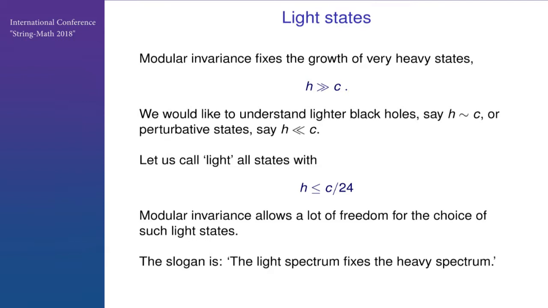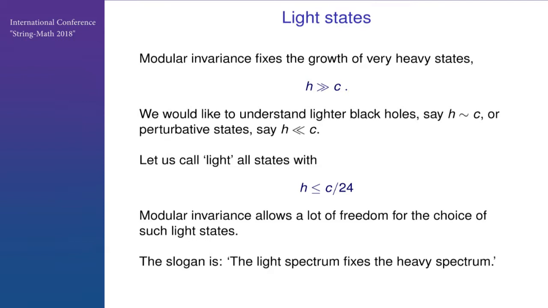For instance, we could take h to be fixed, and then send c to infinity, and then we could try to wonder what happens, for instance, to the number of such light perturbative states. So just to be more precise about the terminology, I'm going to call light all the states for which the weight is smaller or equal to c over 22. And we'll see in just a minute why this definition is very useful and makes sense and allows us to use powerful mathematical tools.